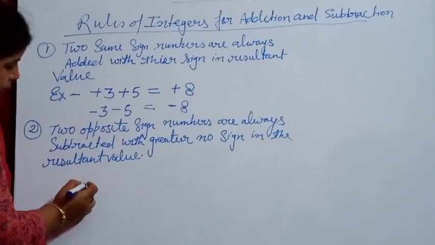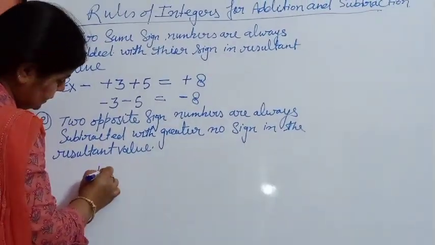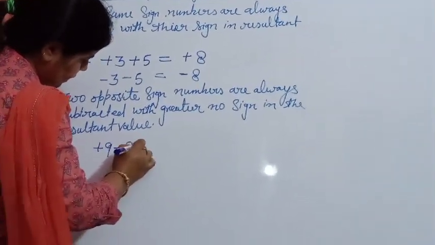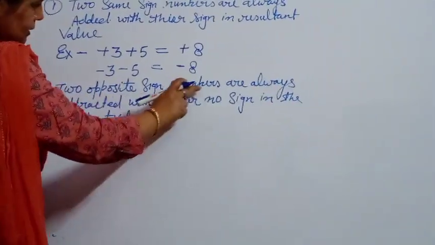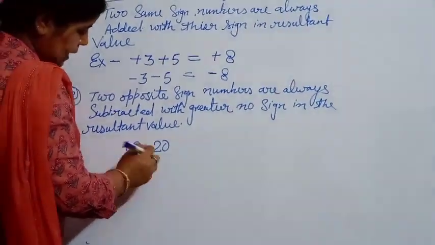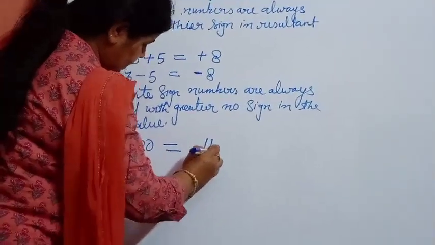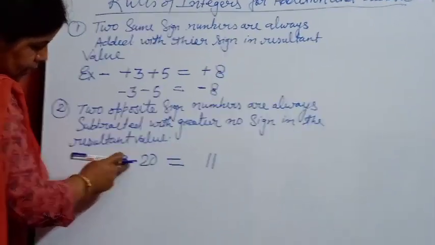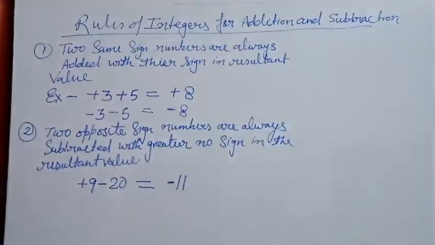See here, suppose we have plus 9 and minus 20. Now according to this rule, we will subtract 20 minus 9. How much will come? 20 minus 9 means 11. What is the greater number? 20. Which sign is 20 having? Minus. So its result will be minus 11.